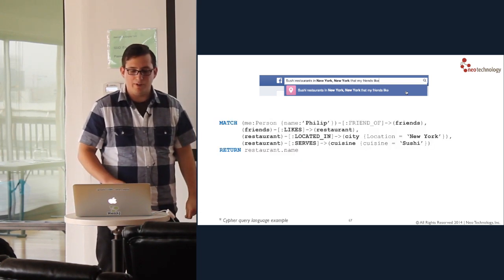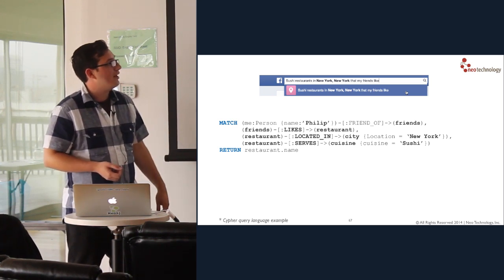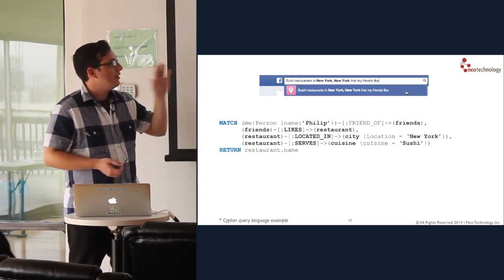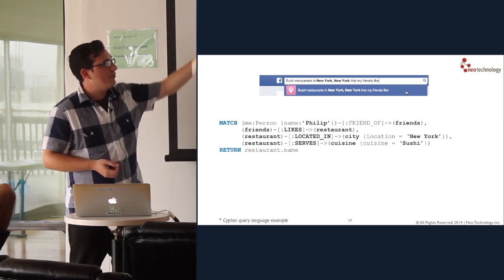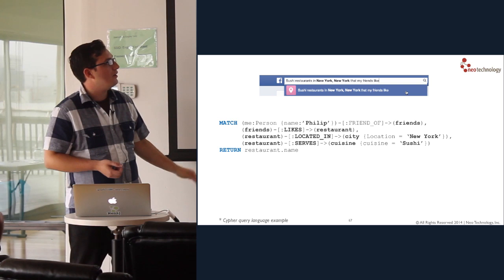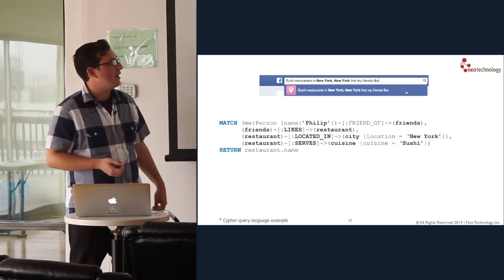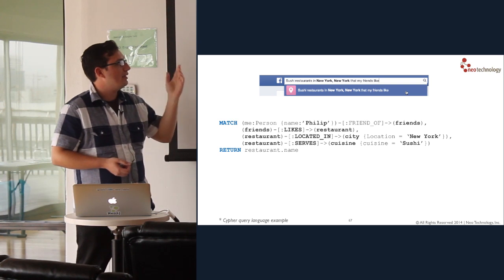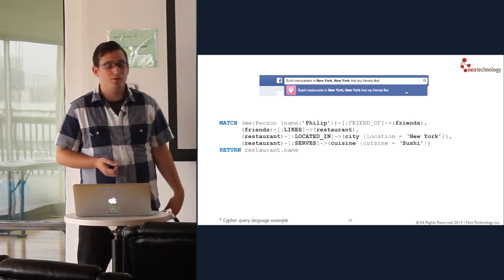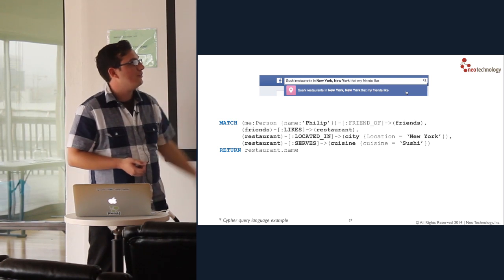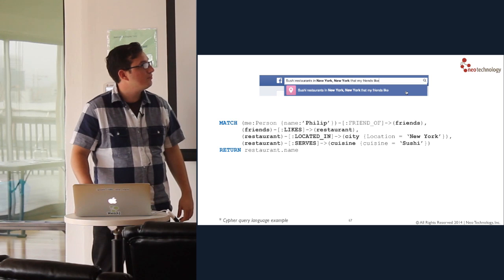And so how would you do something like that in Cypher? Here we have the Cypher query that does this exact thing. We're looking for the person named Philip. We're getting Philip's friends, and then we're seeing all of the restaurants that Philip's friends like. Then we're looking at the restaurant to see, first, is it located in New York? And does it serve sushi? And to return back the restaurant's name.